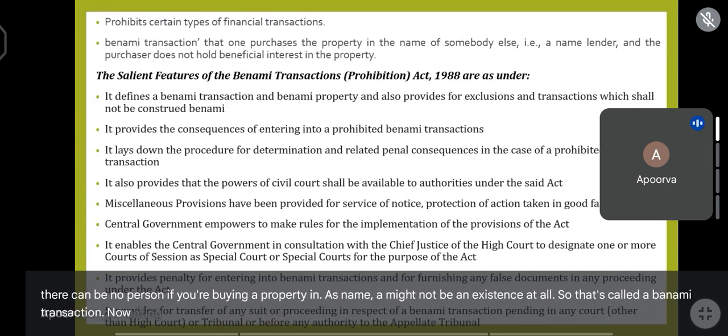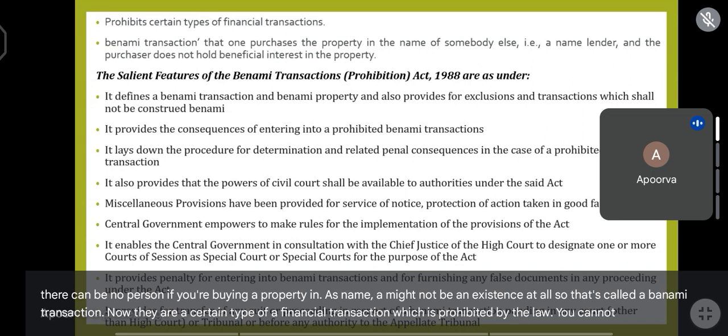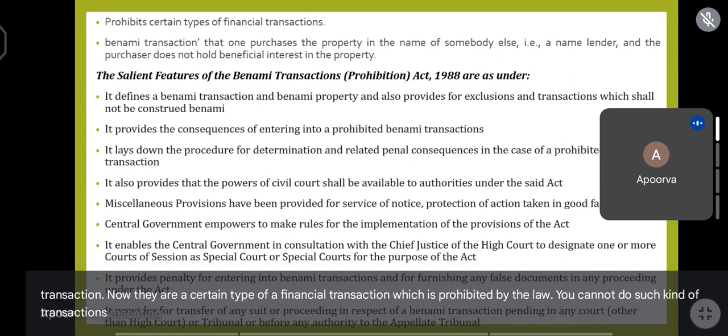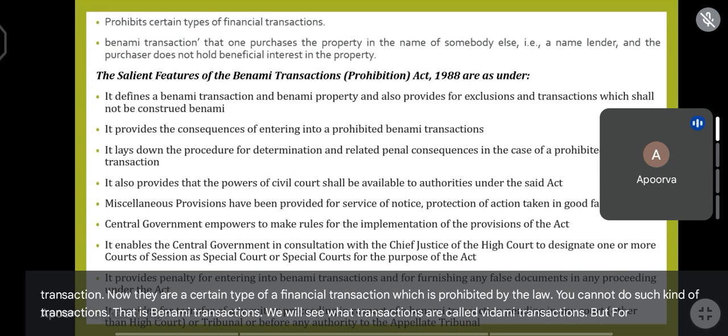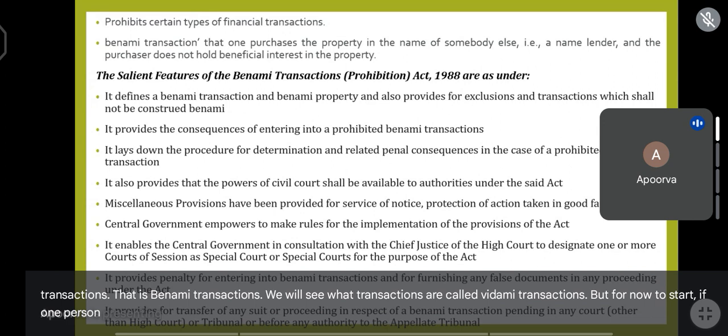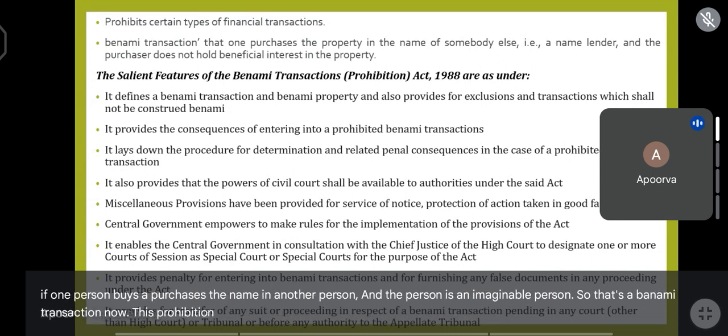Now, it is a certain type of financial transaction which is prohibited by the law. You cannot do such kind of transactions, that is Benami transactions. We will see what transactions are called Benami transactions, but for now, to start, if one person purchases in the name of another person, and that person is an imaginary person, that's a Benami transaction. Now, this prohibition act came a long time back, in 1988.